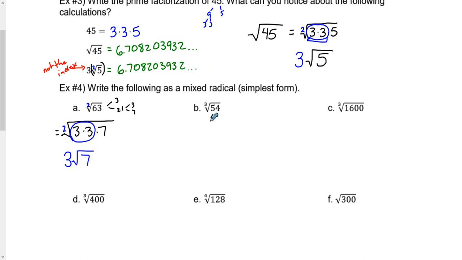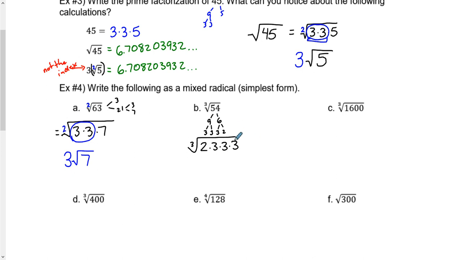54, same thing. 54 is a 9 and 6. Well, 9 breaks into a 3 and 3, and 6 breaks down into a 3 and a 2. So instead of taking the cube root of 54, we need to take the cube root of 2 times 3 times 3 times 3.